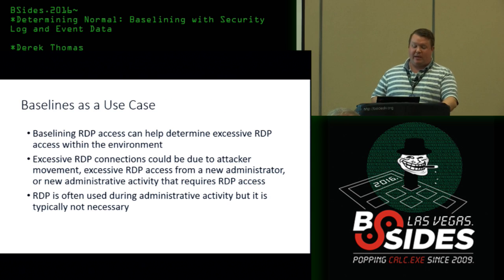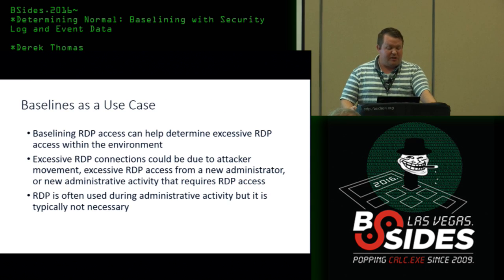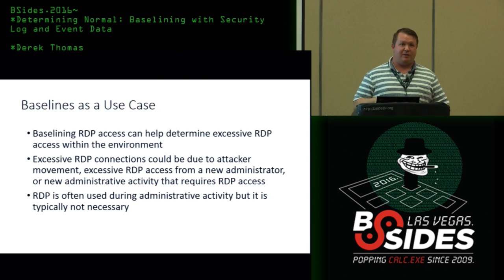So we're going to baseline RDP access within the environment. RDP access could be used for administration, could be attacker movement, like I said, lateral movement, but it could be excessive connections from a new administrator. RDP should not be necessary for most administration activities, from my knowledge, but I find that it is often used for that. So this is a good use case because administrators will use it, but may not be doing so maliciously.